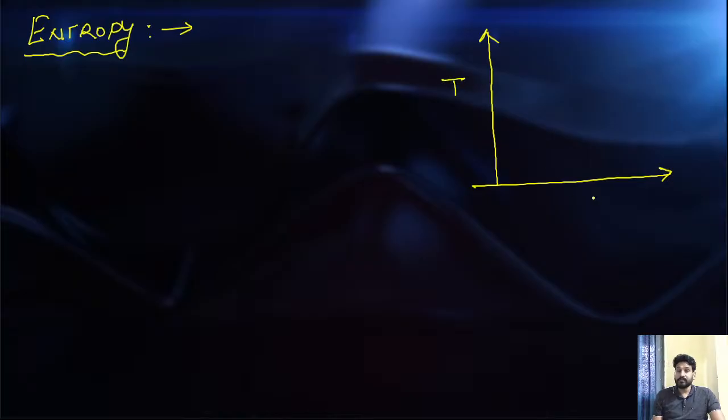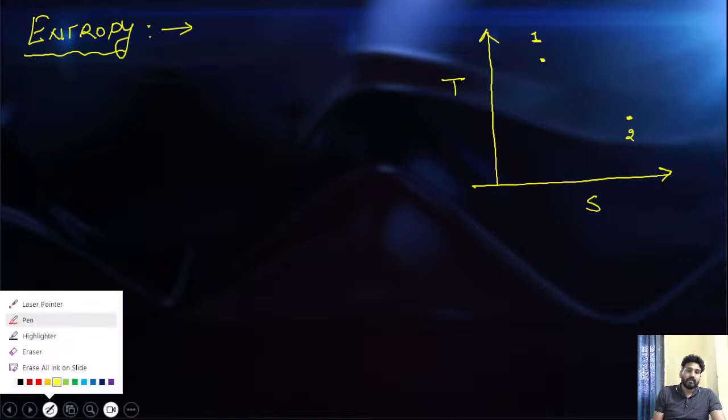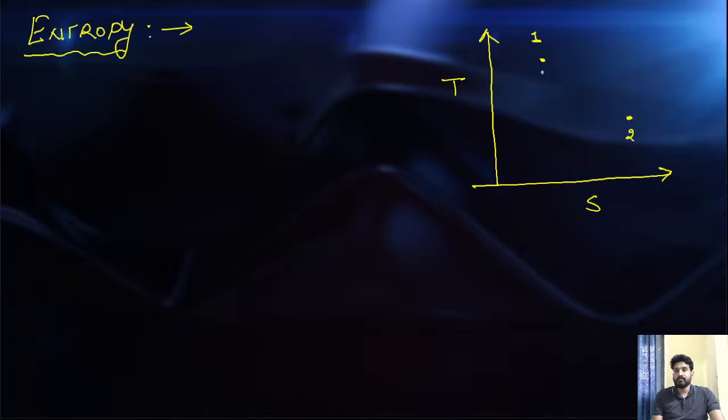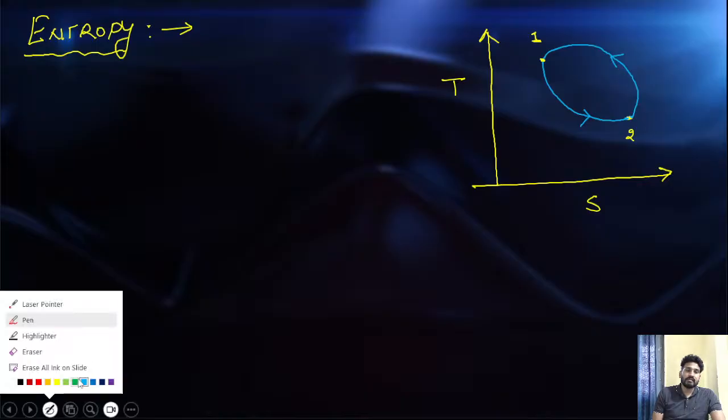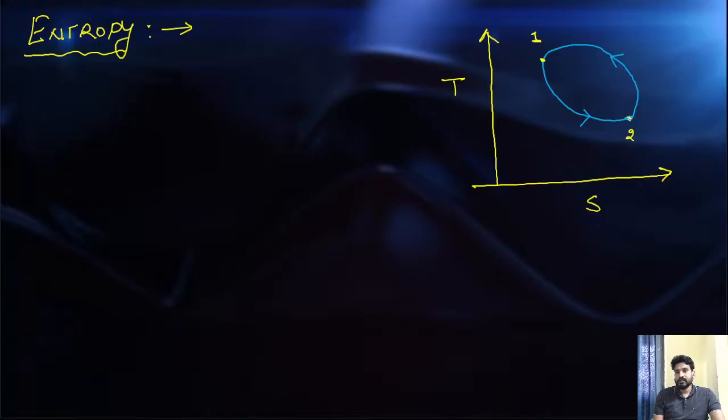Let's suppose the axes are temperature and entropy. This is my point 1, or state 1, and this is state 2. I make a path from 1 to 2. From 2 to 1, there are 2 paths: one is this, and another is this. So from 1 to 2, and from 2 to 1, you can go through these 2 paths.